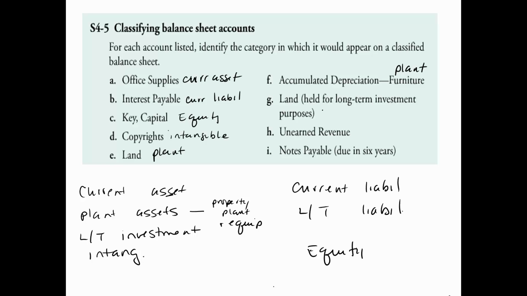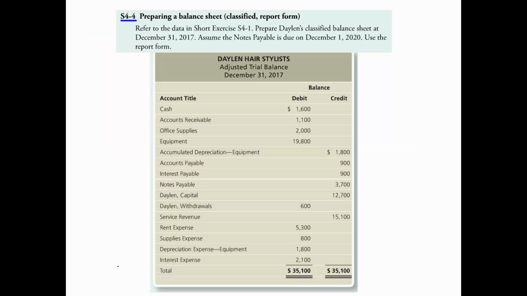Land held for long-term investment purposes. So this isn't the land that my building is on, so this is long-term investment. Unearned revenue, that's a current liability. And notes payable due in 6 years, the fact that they told you that, you know it's a long-term liability. You see payable in the name, you know it's a liability, and if it says 6 years, you know it's long-term.